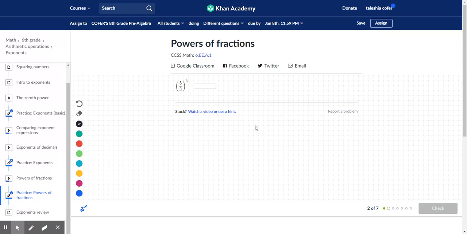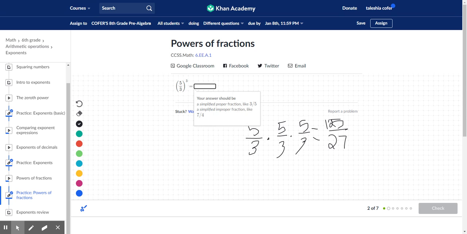On this one, I have 5/3, and they want me to cube it. That means multiply it by itself 3 times. So 5 over 3 times 5 over 3 times 5 over 3. I'm going to start multiplying straight across. I know that 5 times 5 is 25, and 25 times 5 gives me 125 at the top. I know that 3 times 3 is 9, and 9 times 3 is 27. So I have 27 at the bottom. My answer is 125 over 27.